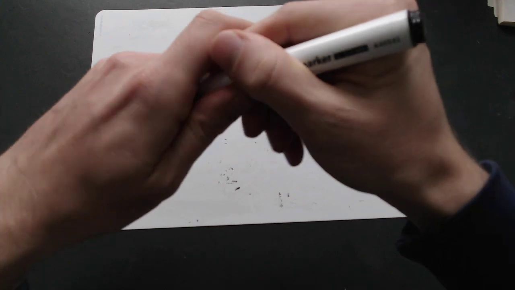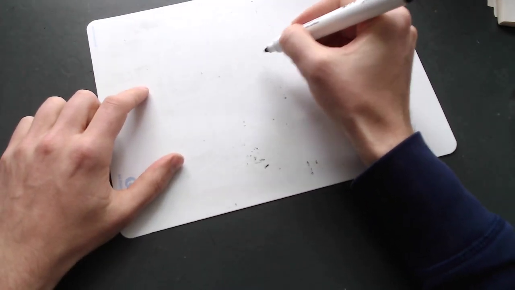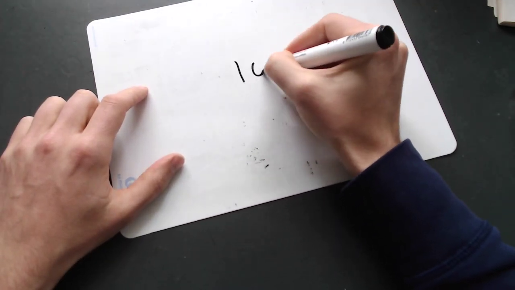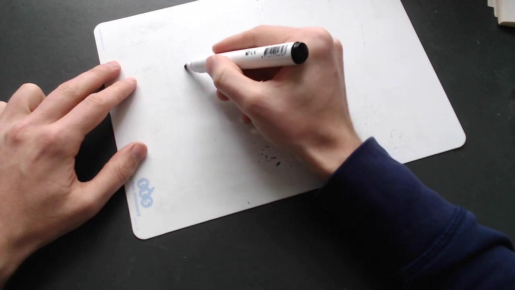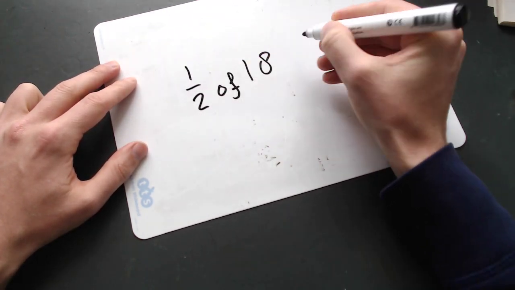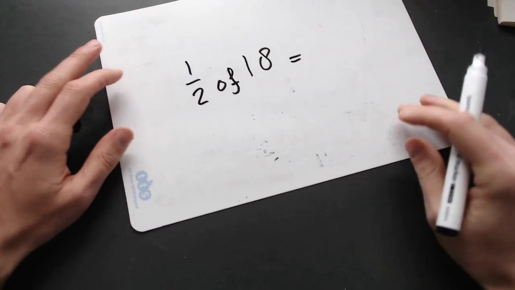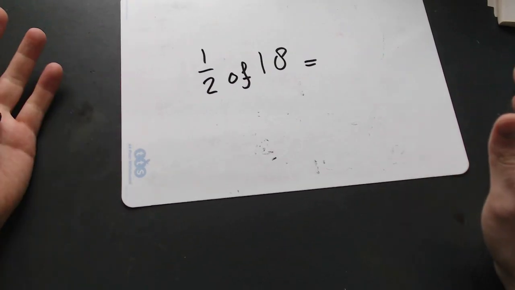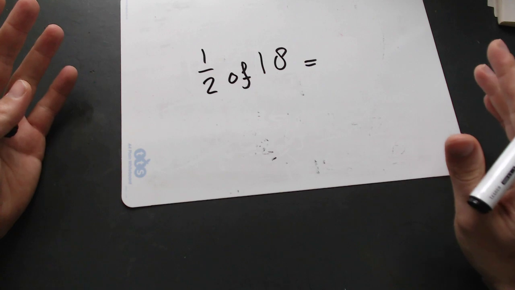Let's start with our class. We have 18 students in our class, and I want half of those 18 students to go to the multipurpose room. So half of 18.